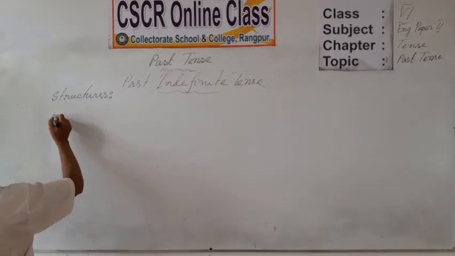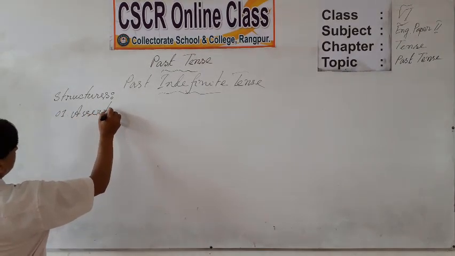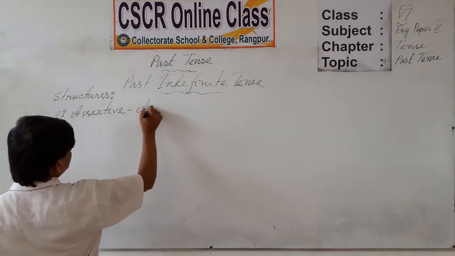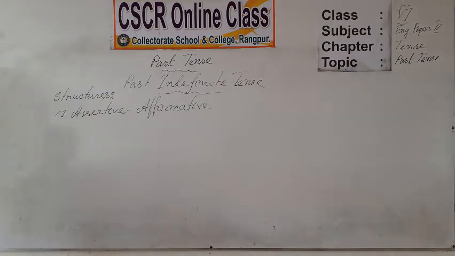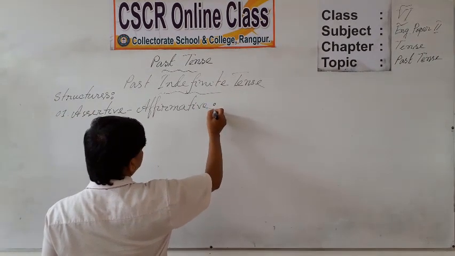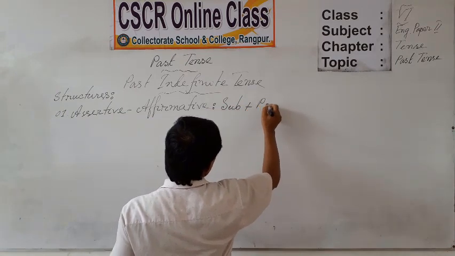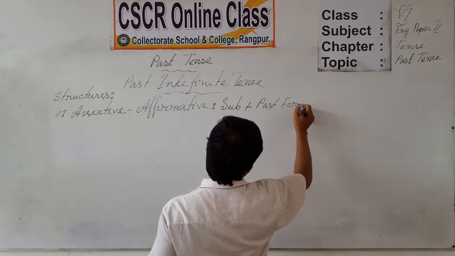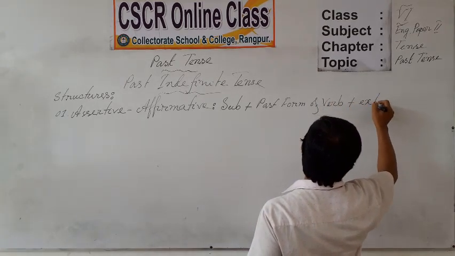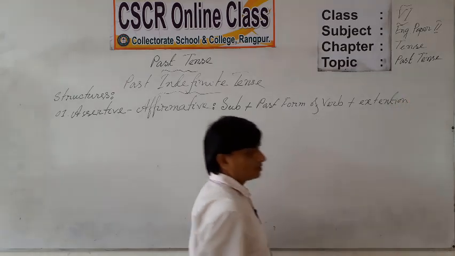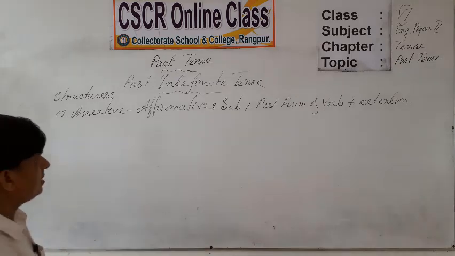Structures. Structure 1: Assertive, affirmative. Yes, subject plus past form of verb plus extension. The assertive affirmative structure is subject plus past form of verb plus extension.